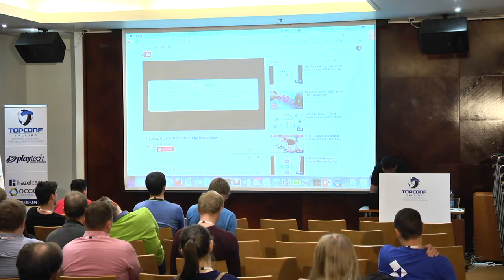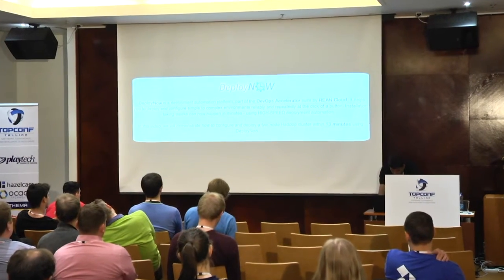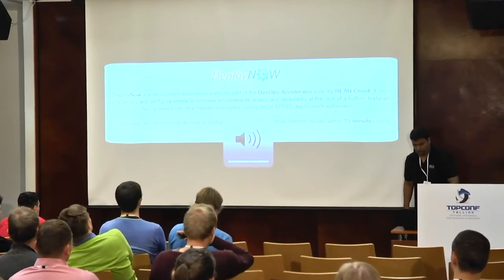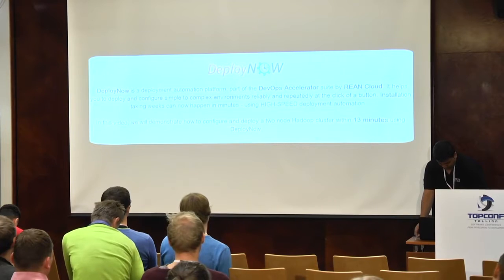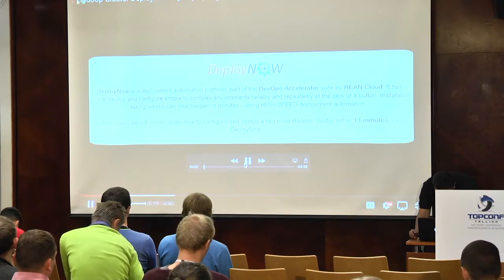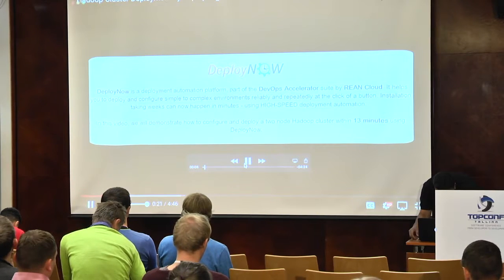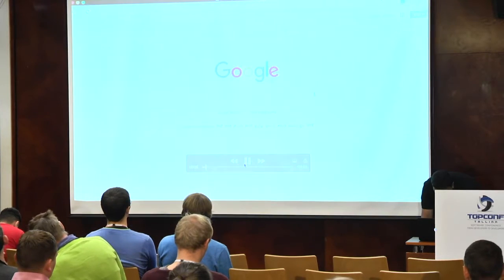This is a demonstration of Deploy Now, which is a deployment automation platform, part of the DevOps Accelerator Suite by RainCloud. In this short demo, we will demonstrate how to configure and deploy a 2-node Hadoop cluster within 13 minutes using Deploy Now. What we'll do is go through an instance of Deploy Now and log in.